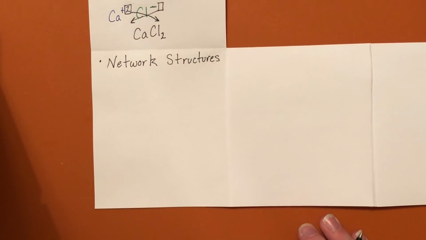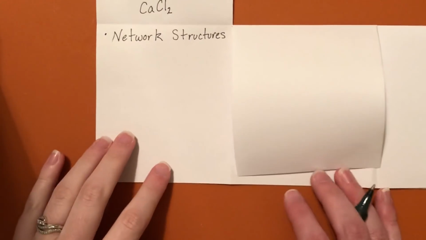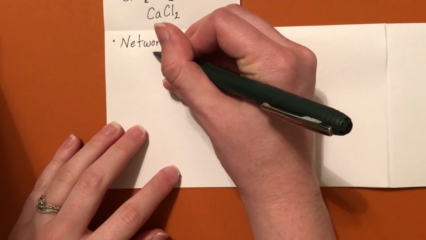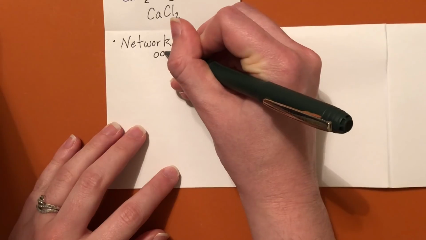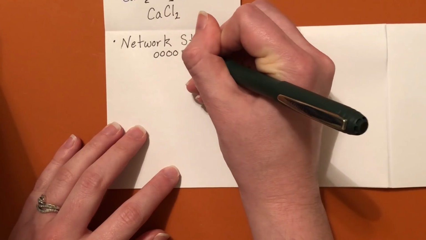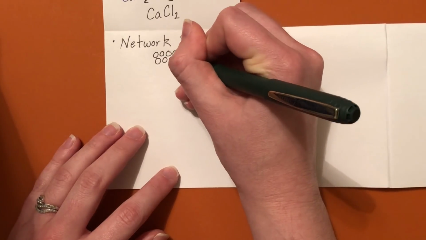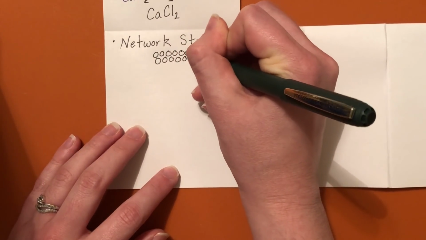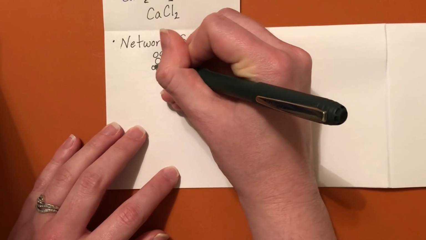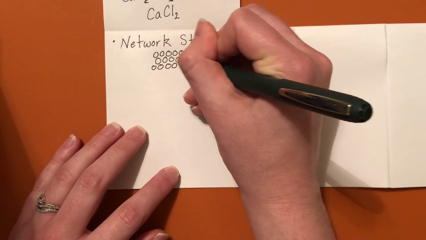Okay, so these network structures are very rigid and in place, sets of where each atom goes. It has a very distinct location. So for example, all of my calcium ions are going to be lined up like so, all nice and neat and in rows on top of one another.